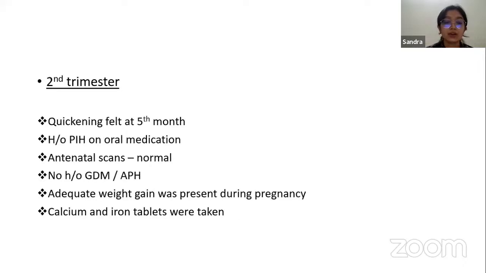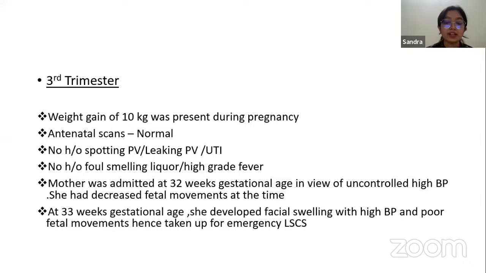In the second trimester, quickening was felt at the 5th month, history of PIH and oral medication, antenatal scans were normal, no history of gestational diabetes or antepartum hemorrhage, adequate weight gain was present during pregnancy, and calcium and iron tablets were taken. In the third trimester, a weight gain of 10 kg was present during pregnancy. The antenatal scans were normal, no history of spotting PV or leaking PV or UTI, no history of foul-smelling liquor or high-grade fever. The mother was admitted at 32 weeks gestational age in view of uncontrolled high BP.